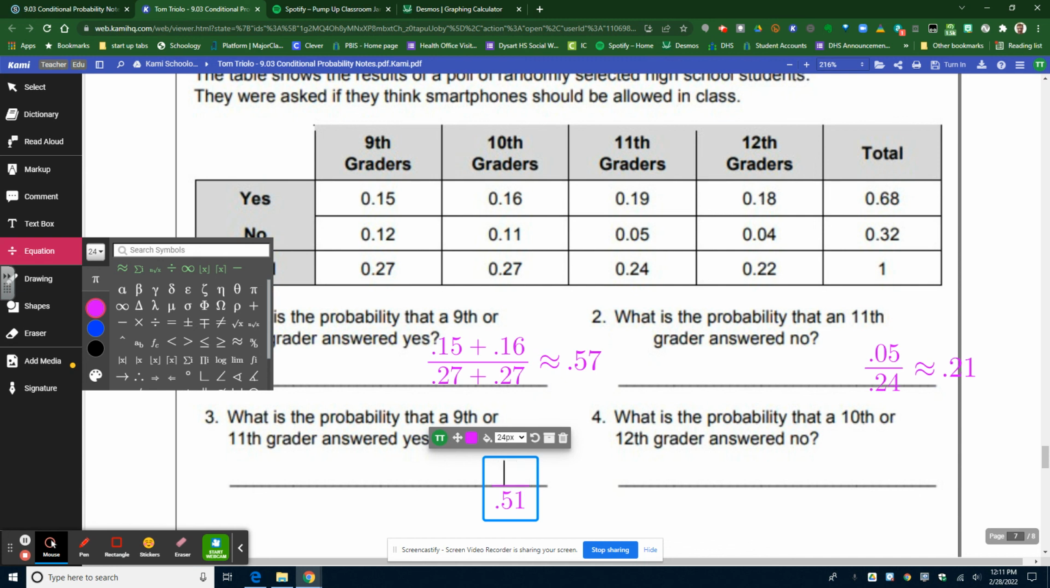And answered yes. So 15 and 19, so 34. What's that simplified to? 67. Yep, it's about 2/3.